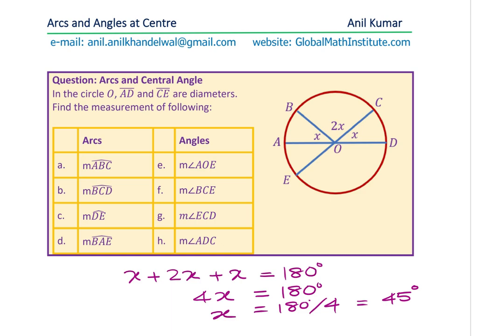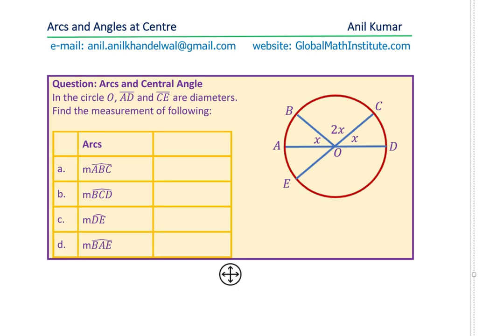You can now pause the video and answer this particular question. So let's look into the solutions. We just found that the value of x is 45 degrees. So that means all these angles are, this is 90 for us now, this is 90 for us, this is 45 degrees, correct? Or let me write them outside. So that becomes the arc length of 45 degrees. This is also 45 degrees, and that is 90 degrees.